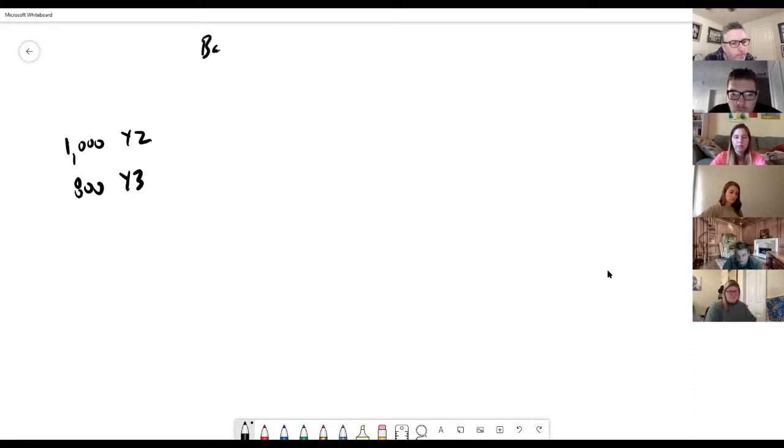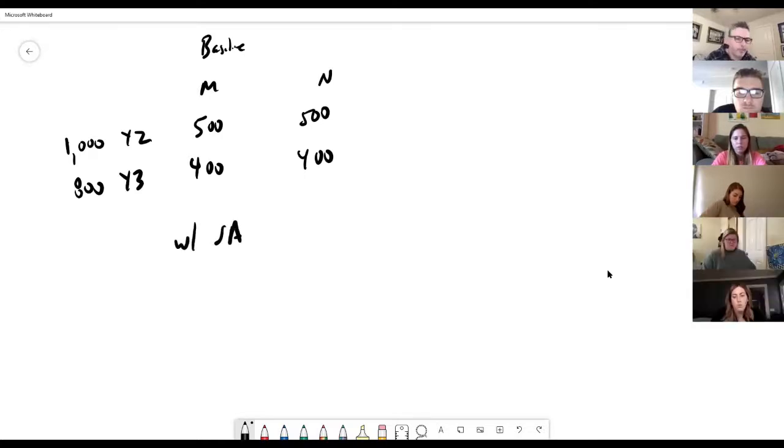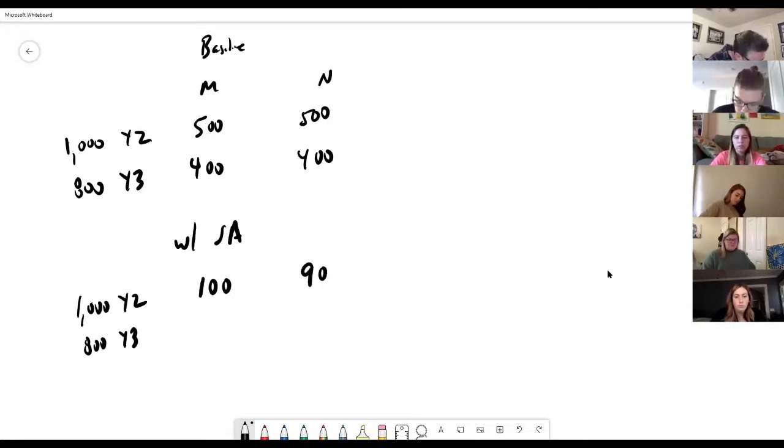So under the baseline, M would have gotten 50% of each, as would N. And then with the special allocations, M is going to get 10% of year one, and N will get 90%. And then M is going to get all 800 of year two. And M is in a 40% bracket both years.